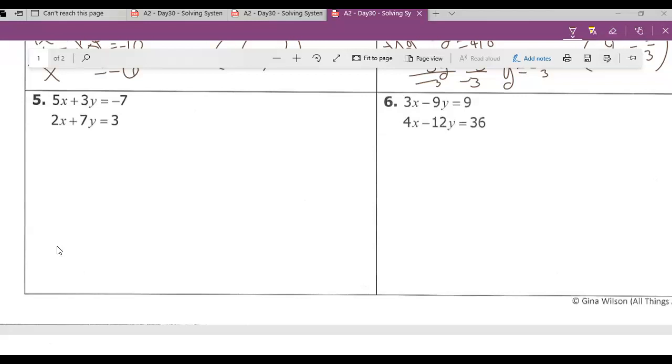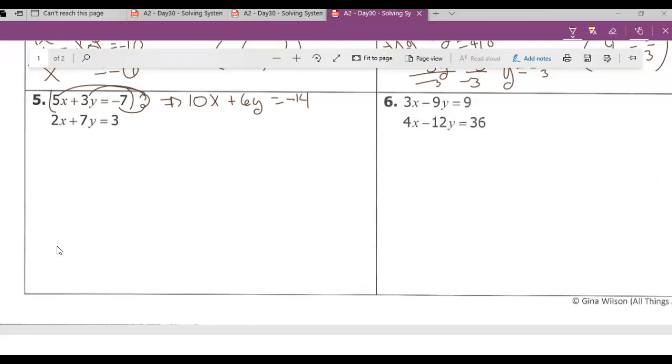So I'm going to turn these 5x's up here into positive 10x's by multiplying the whole first line times positive 2. When I do that, I get 2 times 5x, which is positive 10x, that's what I wanted, 2 times 3y, which is positive 6y, and then I get 2 times negative 7, which is negative 14.